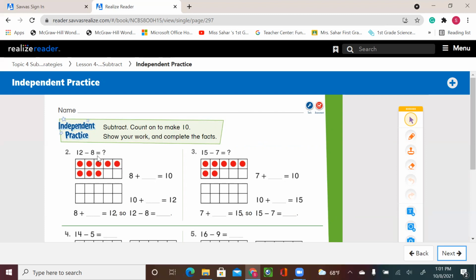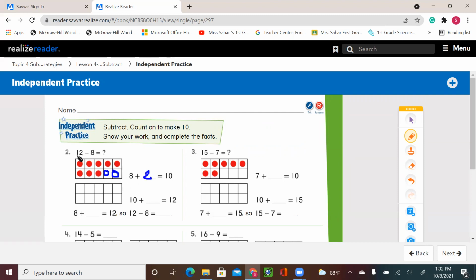12 take away 8. In my first 10 frame, I have the 8, which is the second addend. Well, we need to make 10. So how many more counters do I need to add to make 10? I see 2 empty boxes, so I know that I need to add 2 counters. So that means 8 red counters plus 2 equals 10. Let's fill this part.